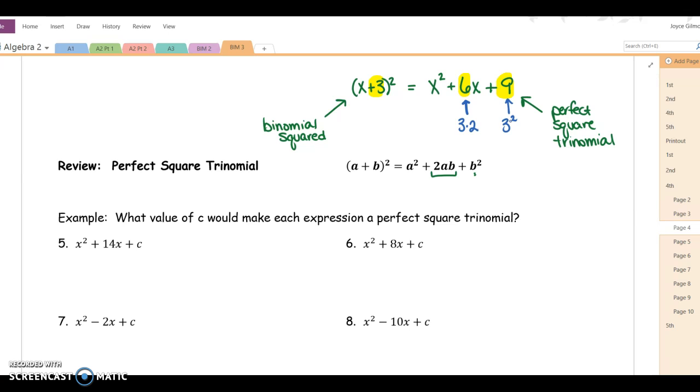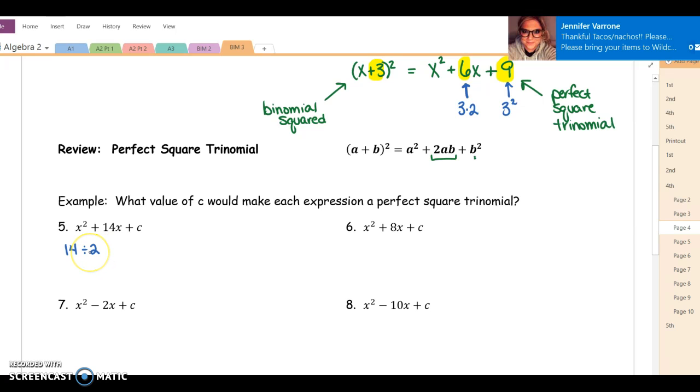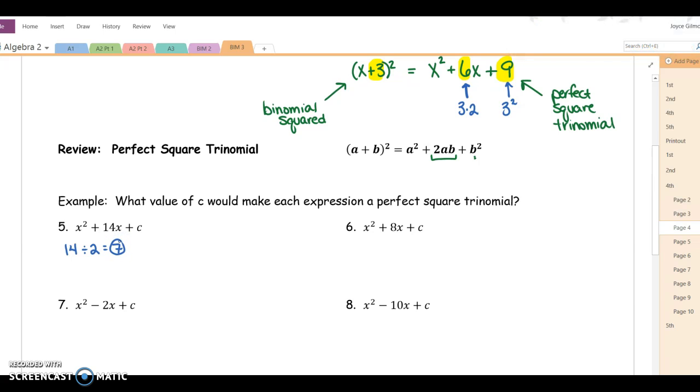Okay. In examples 5 through 8, they want to know what value of c would make each of these trinomials be a perfect square trinomial. To figure this out, you basically need to start with your middle number. What is 14 divided by 2? 7. And I'm going to circle that 7. Just hang on to that 7 in your head. This c value is going to be that 7 squared. What is 7 squared? 49. So your c value is 49.